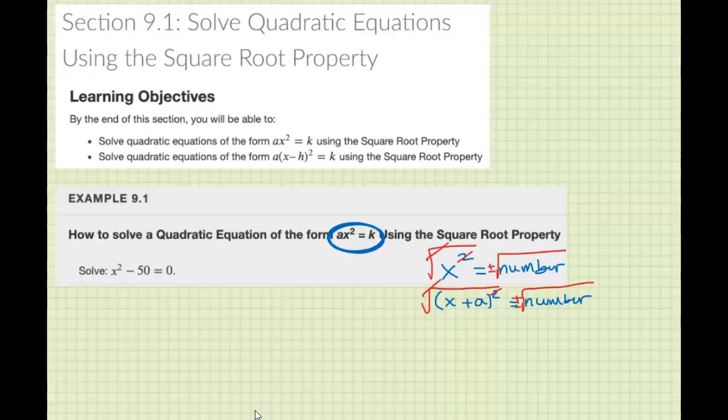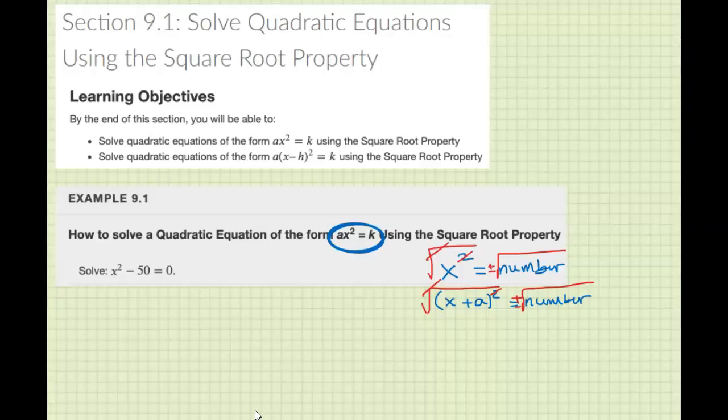So we'll see that we get solutions that are real and are perfect squares, and solutions that are real that we have to simplify the radical, and then we're going to get solutions that are imaginary and complex numbers. Okay, so all kinds of solutions.